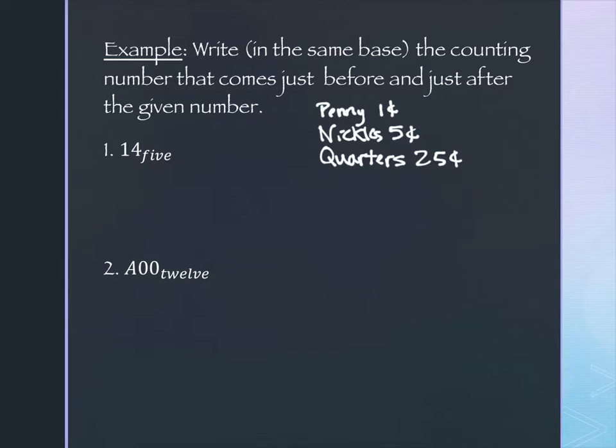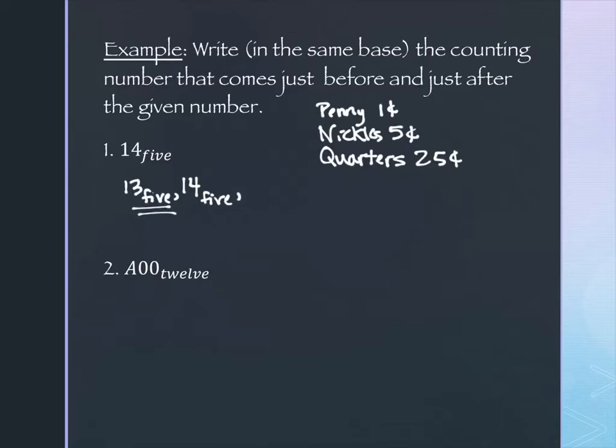If you have the number 1, 4, one of the numbers is easy to find. Is it the number that's before 1, 4 or the number that's after? Before. What's the number that comes before 1, 4? 13. Yeah, 1, 3, base 5. So it's easy to take 1, 4 and decrease it by 1. That's really what it is. It's easy to decrease the 4 by 1 and get 3.